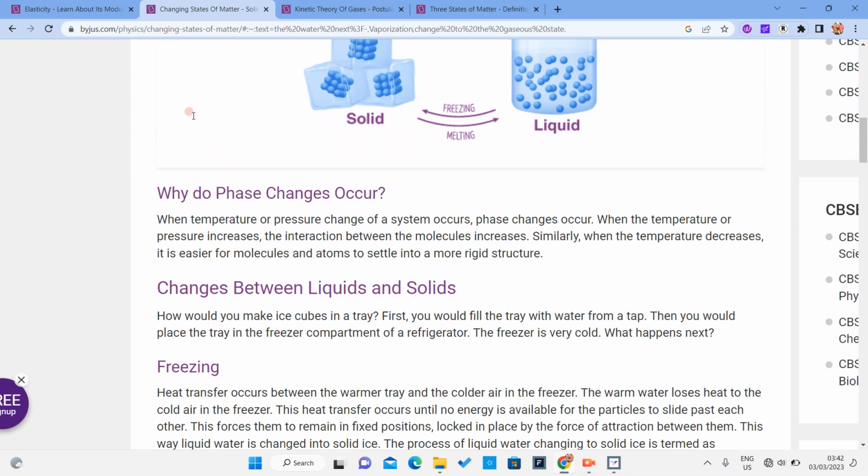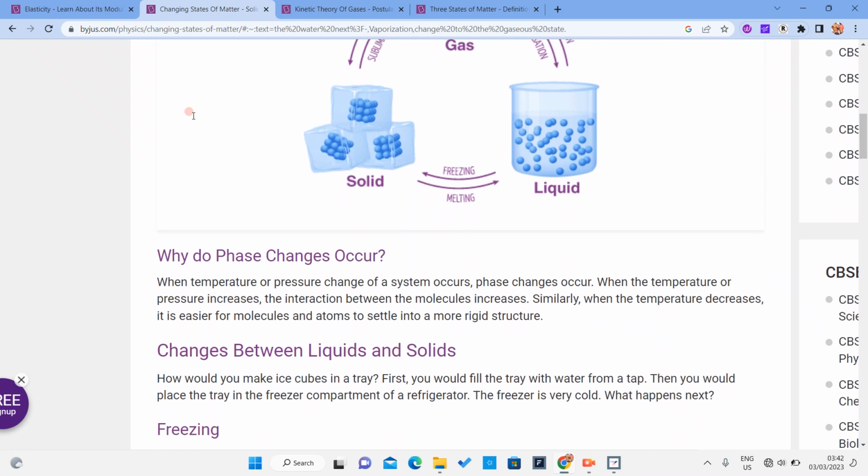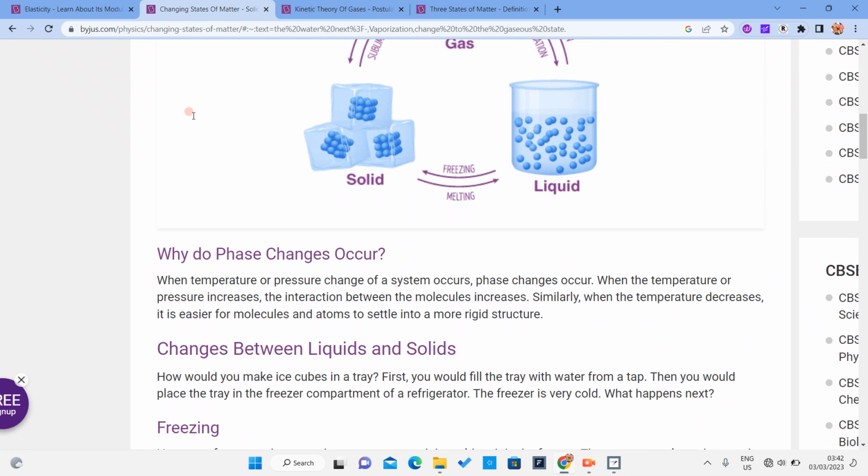Now let's answer this question. Change of state, basically. Let me just define that.